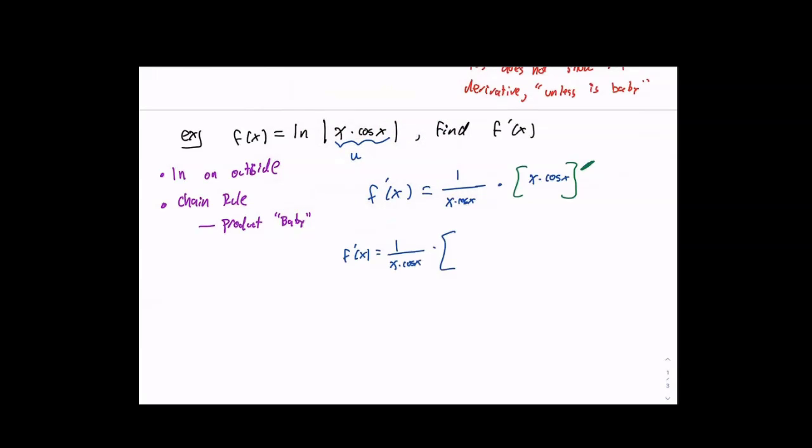x cos x. No, what's the product rule? The x sine, negative sine x. No, what is the product rule? Sorry, Ariana, you were saying? u prime v plus v prime u. Yes. That is the product rule. Okay.